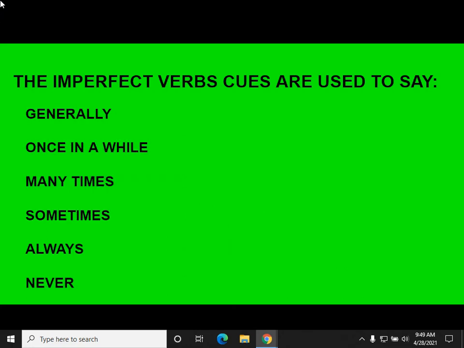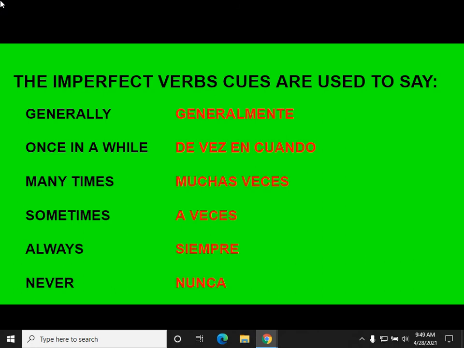All right, the next set, and we'll come back if we need to, is generally, once in a while, many times, sometimes, always, and never. So generally, it's generalmente. Once in a while is de vez en cuando. Many times is muchas veces. Sometimes is a veces. Always is siempre. And never is nunca. So we're going to get in the habit of putting these at the beginning of a sentence to kind of set the mood that this will be in the imperfect.